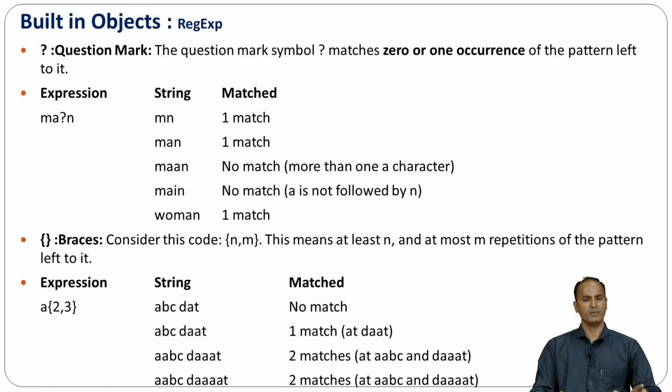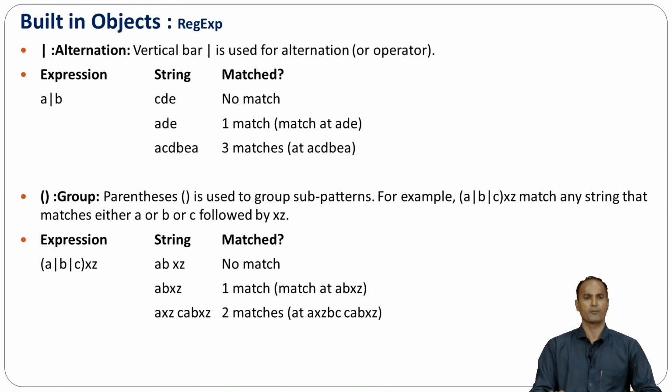In the second, ABC, then DAAT, and it matches at the double A. Again we have a match in the third string, and in the fourth string we again have a match at double A and D, four times A T. Okay, so this is what curly braces provide us: the minimum and maximum occurrences of a particular letter in a specified string.